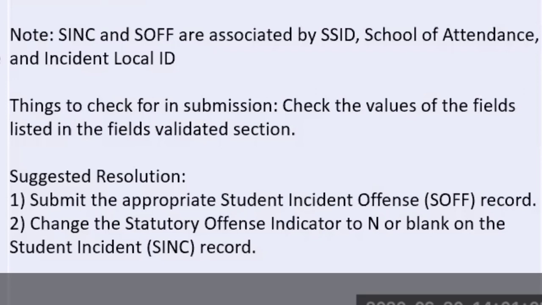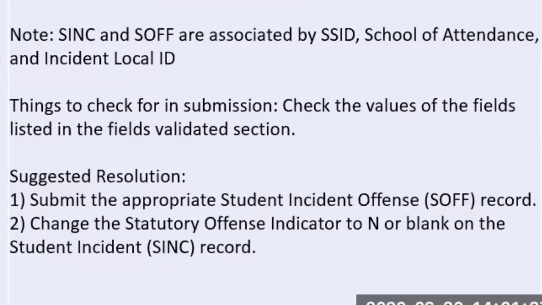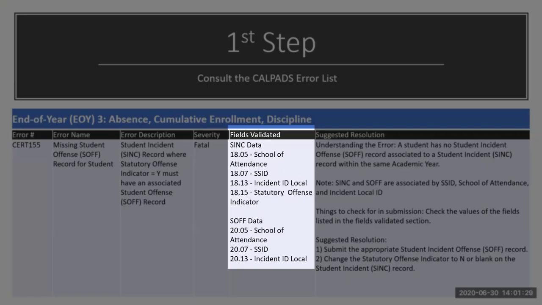There are two methods of resolution provided at the bottom. Submit the appropriate student offense record because it's missing, or change the statutory offense indicator to a no value, that's no, not null, or blank, on the incident record, okay? And so we're going to be comparing, in the fields validated, fields that identify the records as corresponding. So that's the school of attendance, the incident ID, the statutory offense indicator.